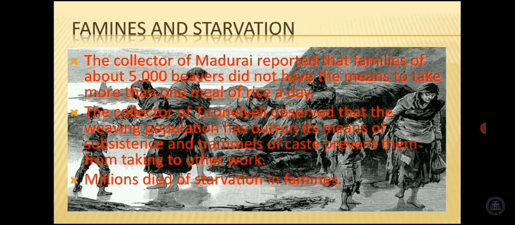Millions died of starvation in famines. To escape starvation and death, peasants and artisans had to move out of the country, opting to work on plantations in British Empire colonies.